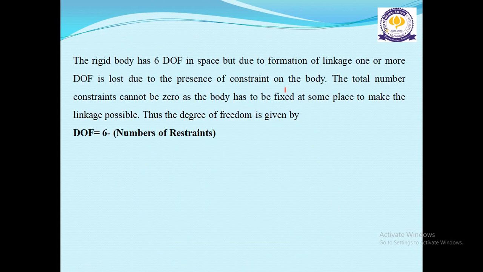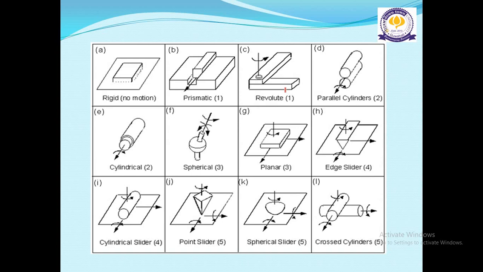The rigid body has 6 degrees of freedom in space, but due to formation of linkage, 1 or more degrees of freedom are lost due to the presence of constraints on the body. The total number of constraints cannot be 0, as the body has to be fixed at some place to make the linkage possible. Thus the degree of freedom is equal to 6 minus the number of restraints.